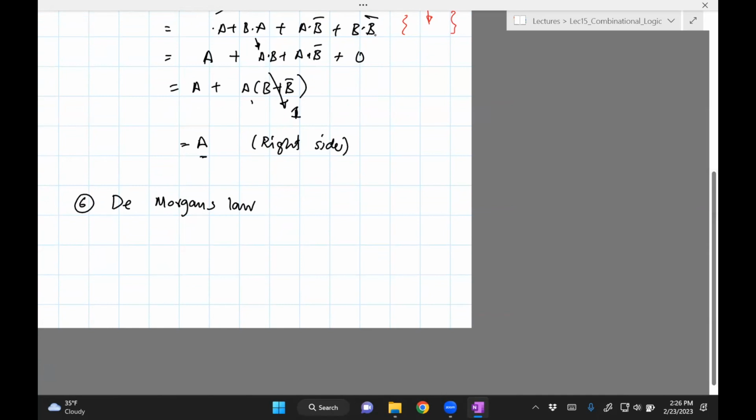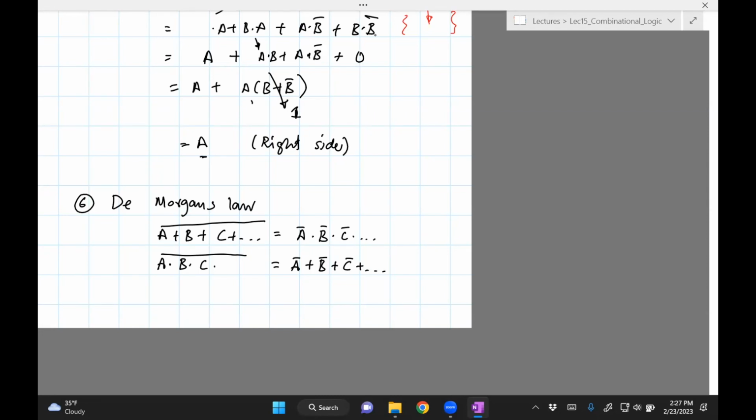Again, we'll be using it quite a bit. So we have A plus B plus C plus so on, equals, kind of non-intuitive, A complement dot B complement dot C complement and so on. And similarly, if you have A dot B dot C dot so on, the whole complement is A complement plus B complement plus C complement plus so on.